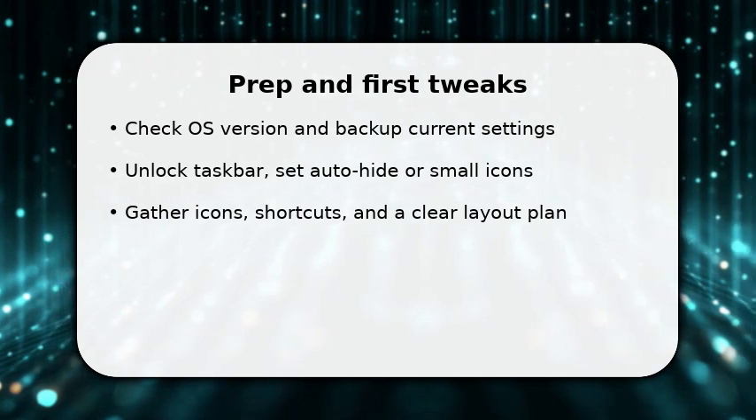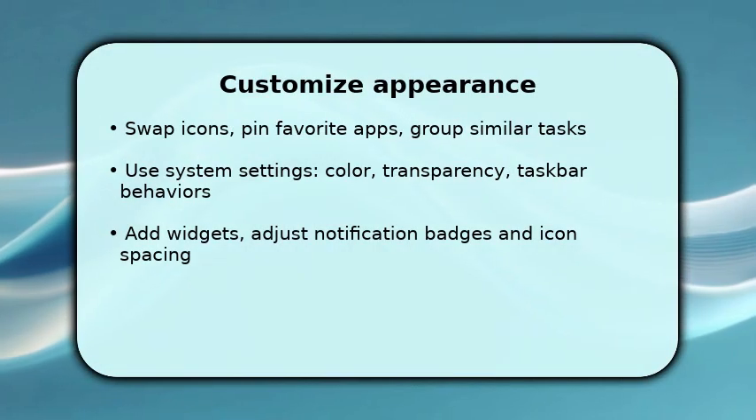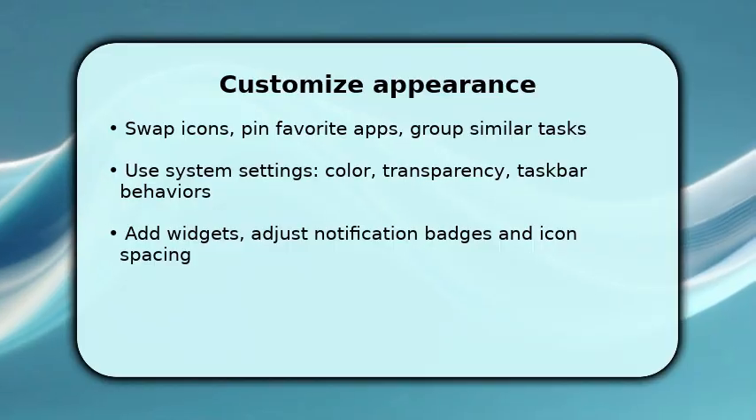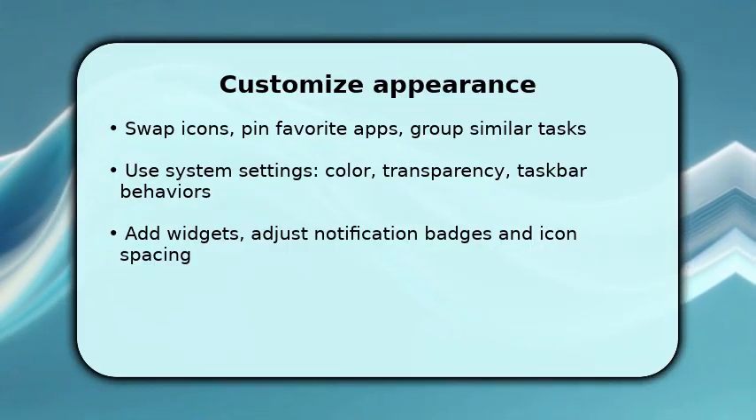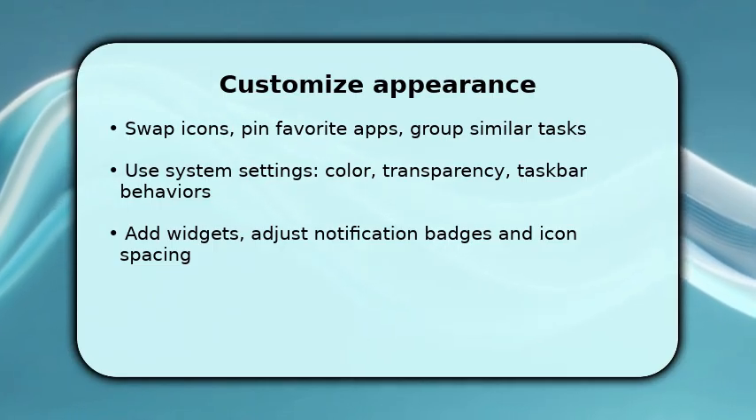You'll now personalize the look. Pin your favorite apps and reorder icons so priorities sit within thumb reach. Then open settings to toggle color, transparency, and taskbar behaviors like combining buttons. These control both function and visual rhythm.